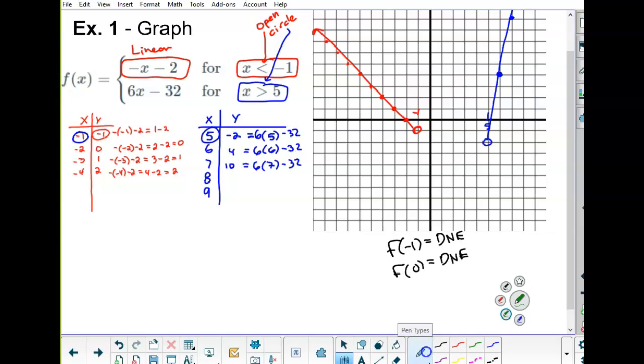What if I put a new piece here and I said that f of x is equal to 5 for any value between -1 and 5. Think to yourself right now, if I added that green part in here, what would that look like on my graph? If you can't get it, think about what the table might look like as well.